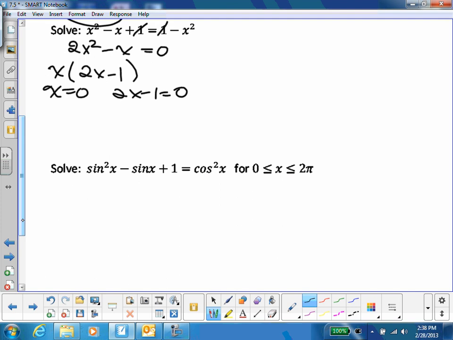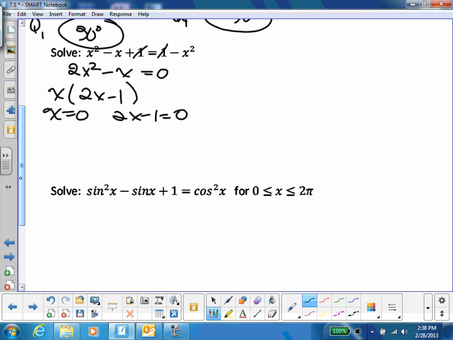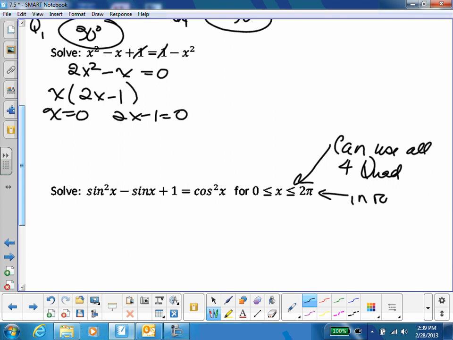So look at this problem here. Now, how do I know that this is in principal values? This statement right here tells me I am allowed to use all 4 quadrants. Now, the other thing, how do I want my answer written? It's got to be written in radians. If I wanted it in degrees, what would my domain have said? 0 to 360. So be very careful. However my domain states is how I want my answer to be written. So this has to be written in radians. Okay?